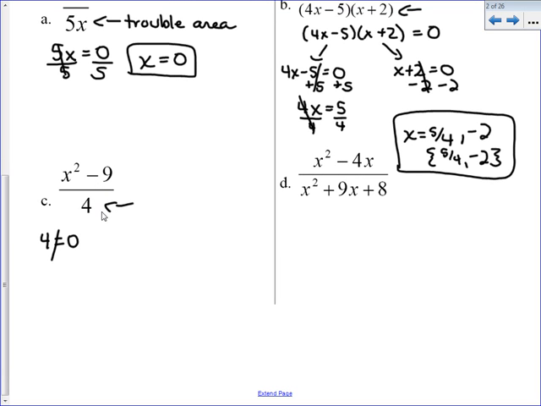The only time I'm going to have something to solve, something that could potentially give me 0, is if this has a variable. This can't be 0, it's 4. At best, we might be able to simplify it, but it's never going to turn into a 0. The most it could turn into would be, maybe we could get it down to a 1. But if there's no variable in the denominator, then there's no trouble area.